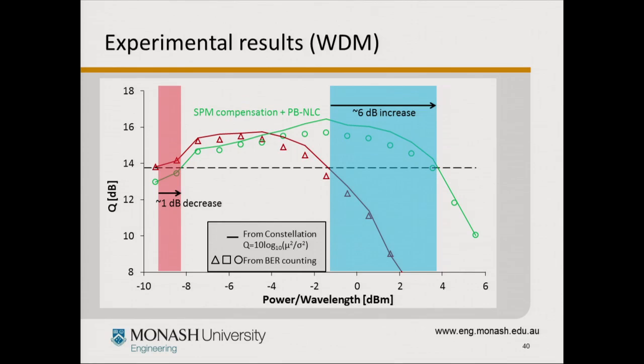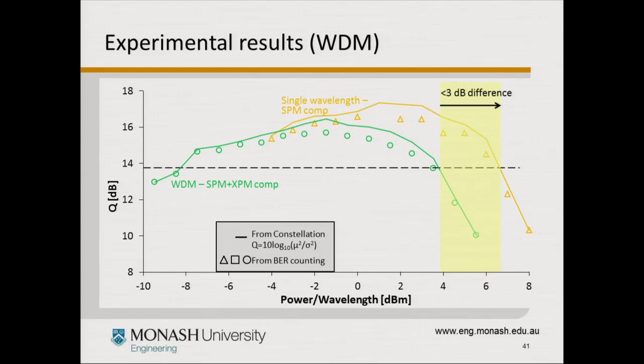However, if we use both self-phase modulation compensation and the pilot approach, we still lose this 1 dB because of the pilot being there, but we actually gain 6 dB on the nonlinear side, because now we're able to compensate for both self-phase modulation and cross-phase modulation. And this gets us around 3 dB away from the single wavelength situation. So that shows that we're compensating for around half of the cross-phase modulation in terms of intensity.